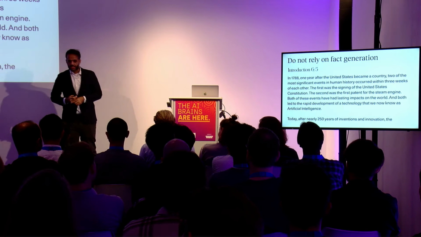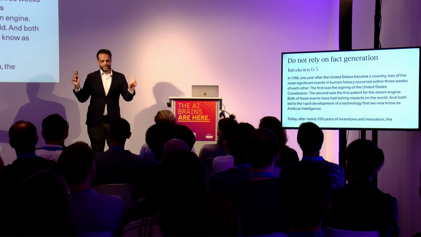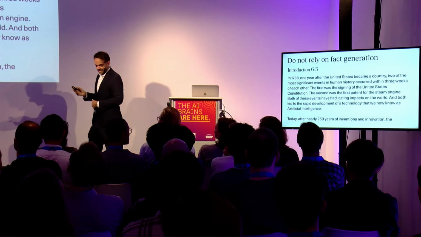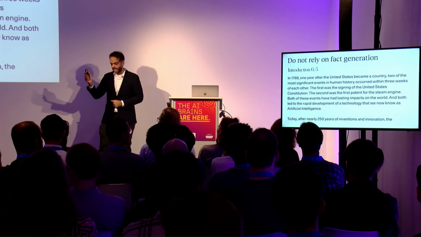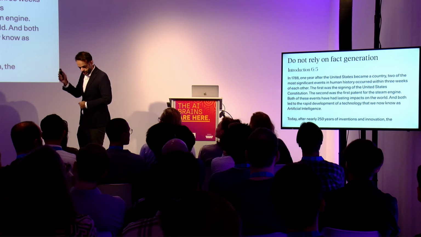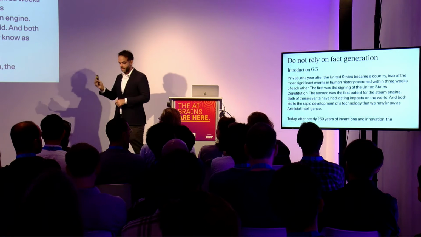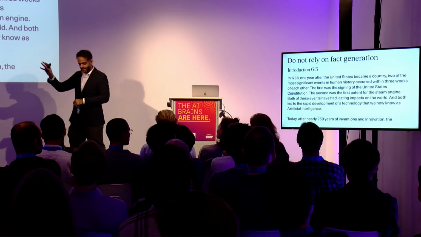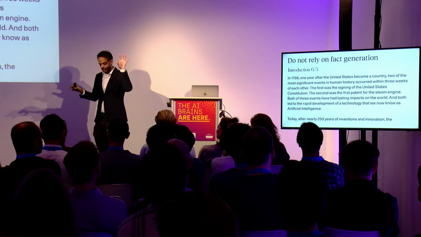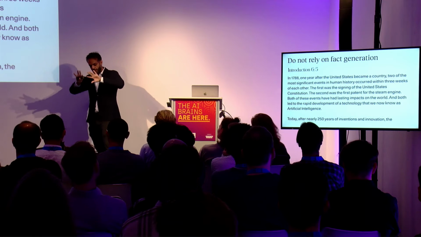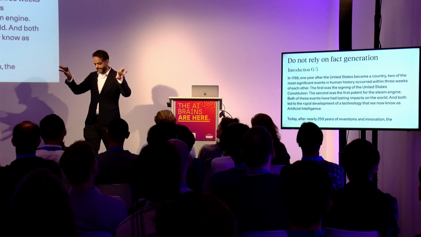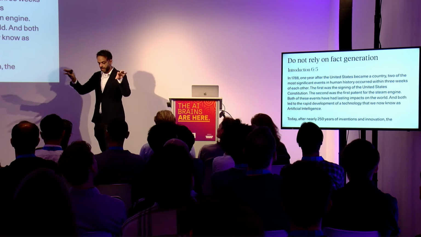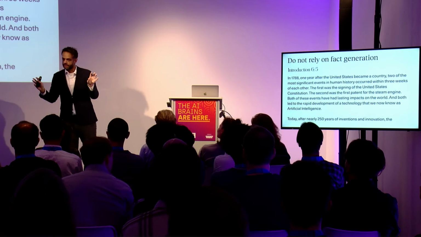This one didn't make the cut, but it's my favorite introduction of the bunch. In 1788, 1 year after the United States became a country, 2 of the most significant events in human history occurred within 3 weeks of each other. The first was the signing of the United States Constitution. The second was the first patent for the steam engine. Both of these events have had lasting impacts on the world, and both led to rapid development of a technology that we now know as artificial intelligence.